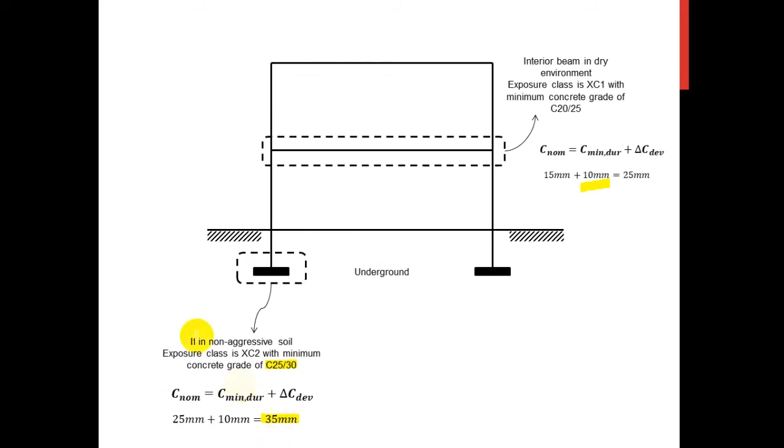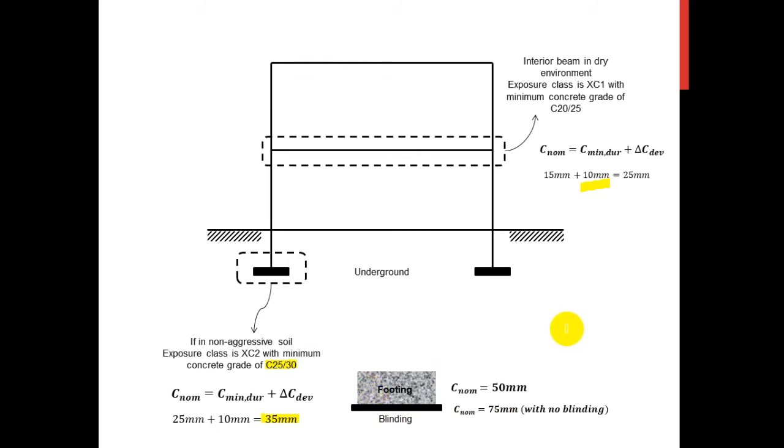Yet this is not true. The code limits the nominal cover for the foundation to 50 millimeter. This is in a case when the footing is cast directly on blinding. Okay, this is unreinforced concrete. If it's cast directly on the blinding, then the nominal cover switches from 35 millimeter to 50 millimeter. Okay, if there is no blinding, then the nominal cover must be increased. So the code limits this to 75 millimeter. This is the case where we don't have any blinding. So that means the concrete is cast directly on the ground.